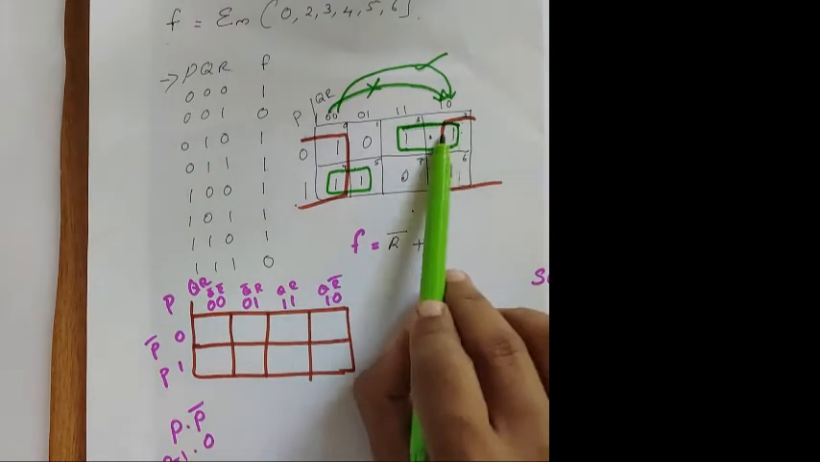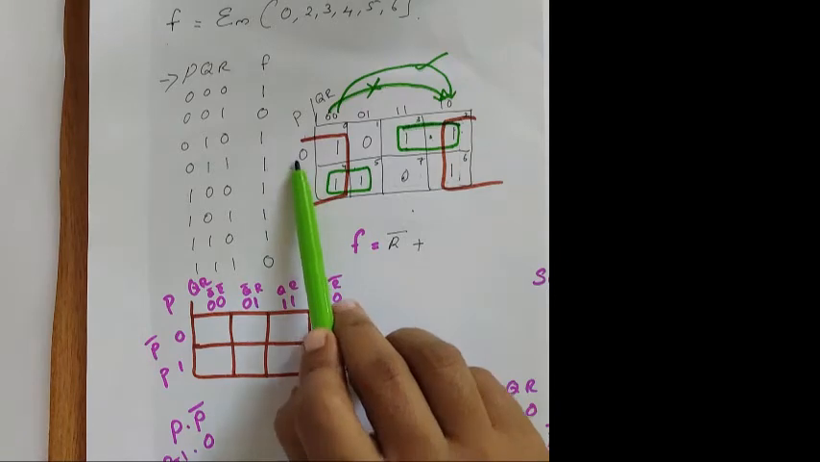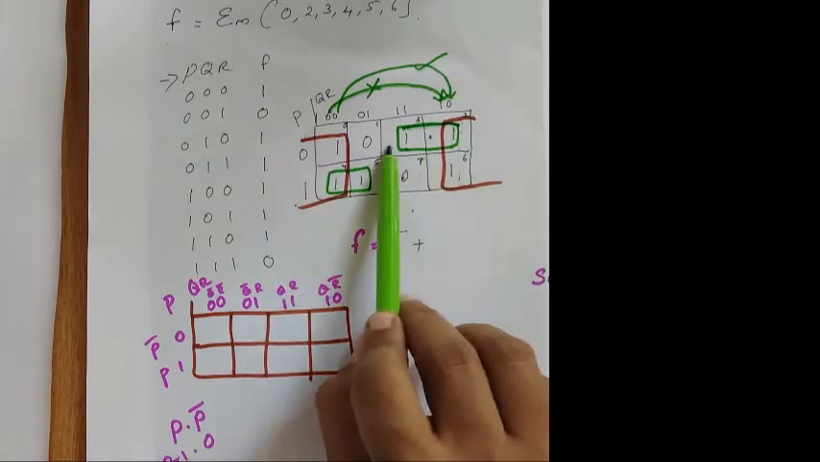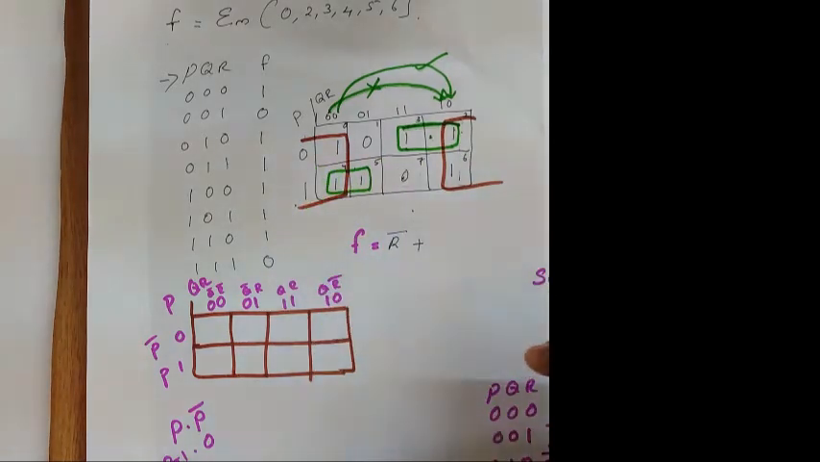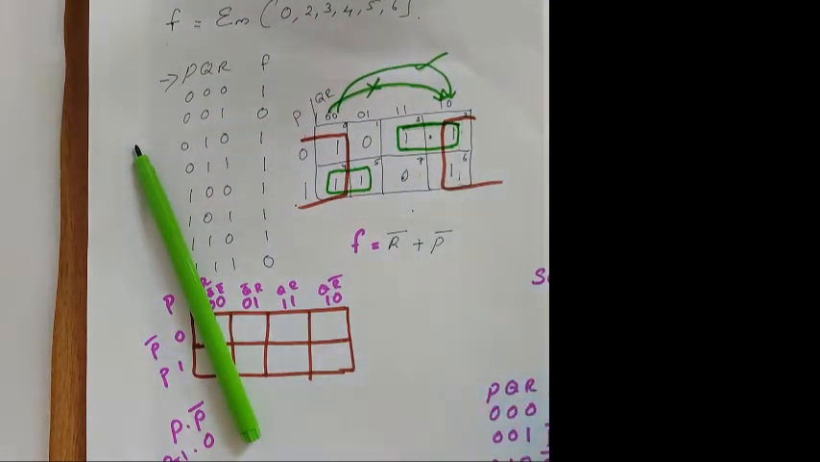So I have to look at what happens to P. P is not switching to any other thing. There is no switching. It is in the same row. So I can give this as what? P is 0. So it is P bar.